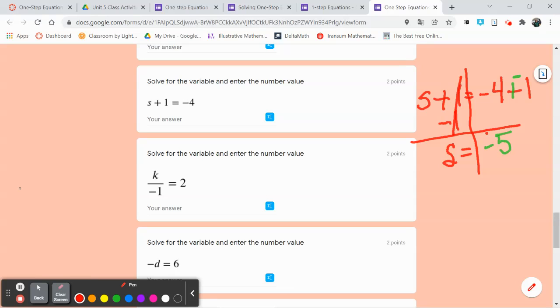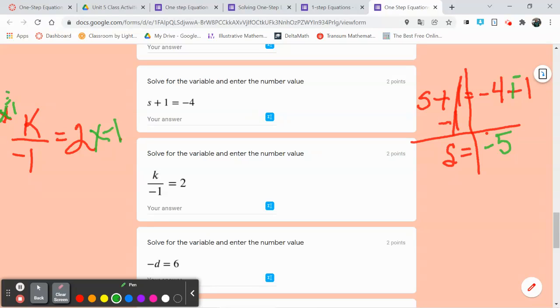The next one, I've got k divided by negative 1 equals 2. Found my letter. I've got divided by negative 1 on that side. The opposite of dividing by negative 1 is multiplying by negative 1. Sorry, forgot to say the negative there. I was trying to change color pen there. All right. Multiplying by negative 1 to both sides of the equation.